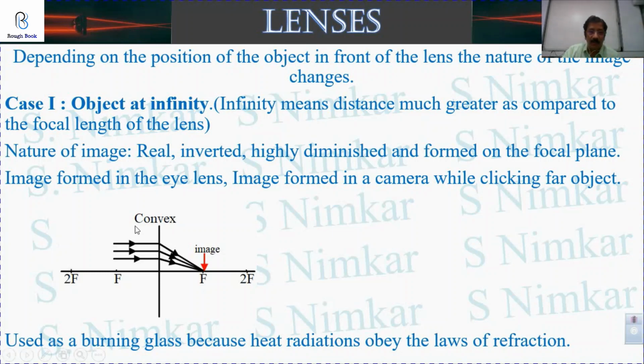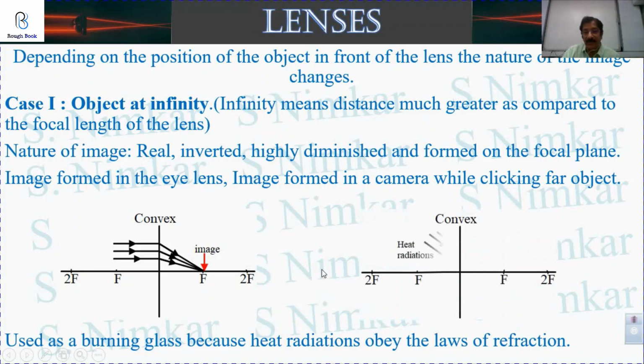Corresponding diagram, if you want to draw, you can draw the same diagram. Instead of writing the light rays over here, you need to label the heat radiations, or you can complete the ray diagram with respect to an oblique beam also. Okay, you can consider an oblique beam. These are the heat radiations. Where will these rays converge?